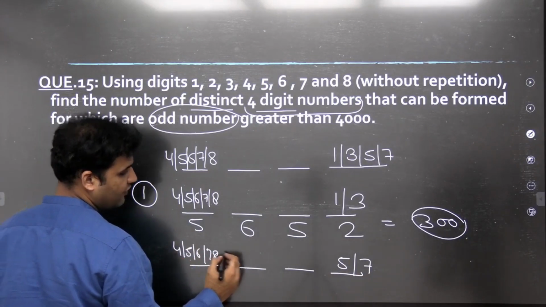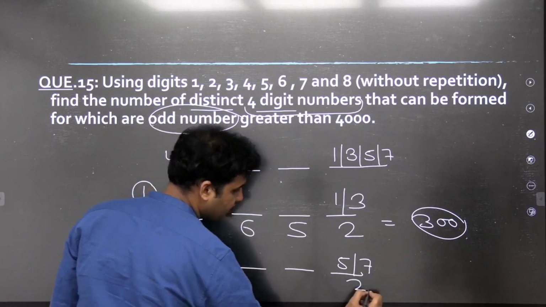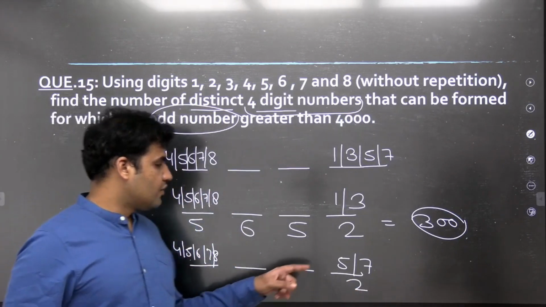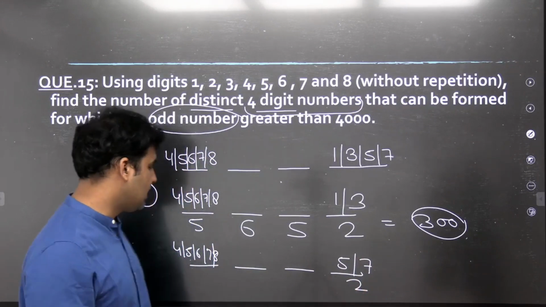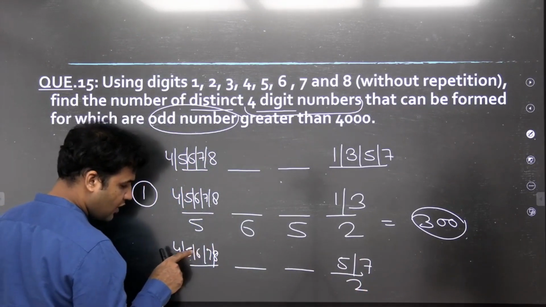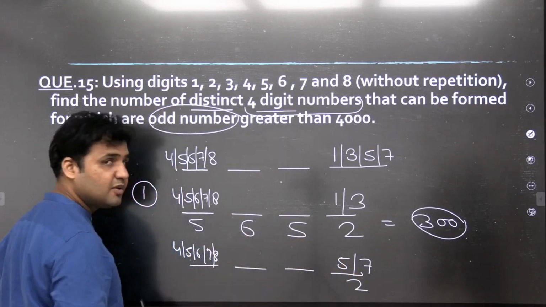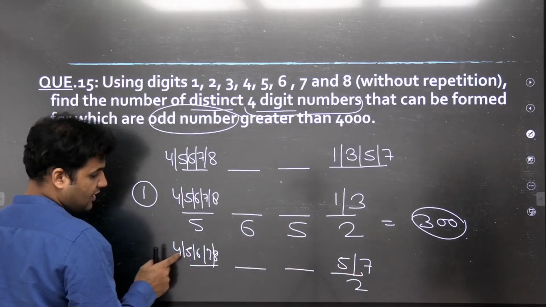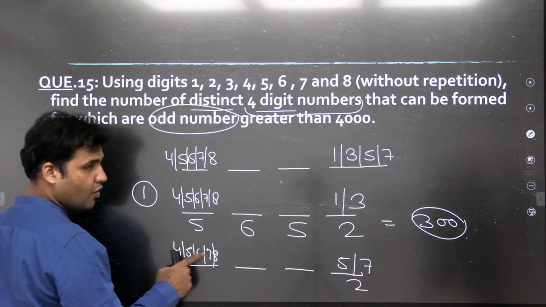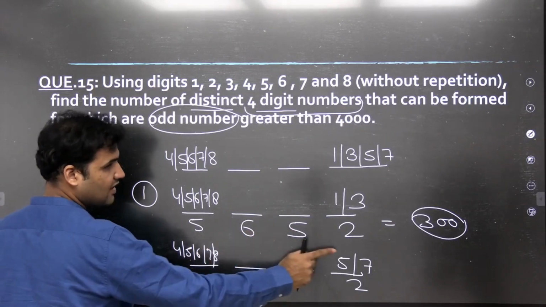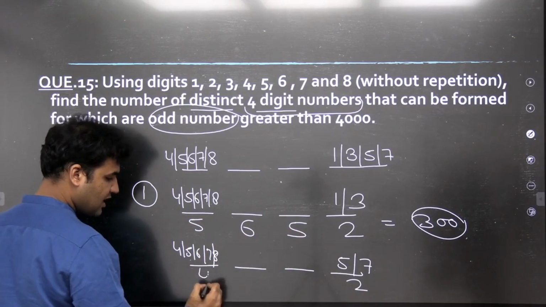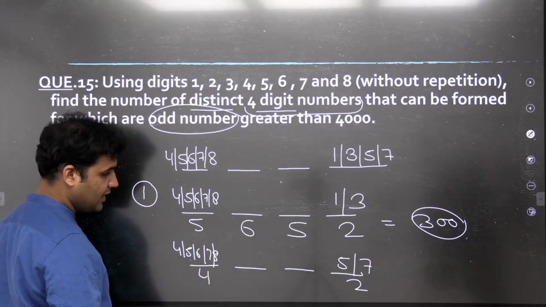Now see this, guys, if this place can be filled in 2 ways, but I know that out of 5 or 7, one of the digits is definitely being used over here, so I will be left with only 4 digits to be used at this position, because either 5 or 7 is there. So this place can be filled in 4 ways now, right?